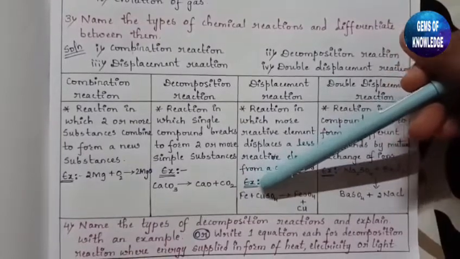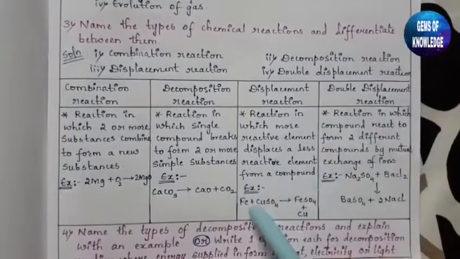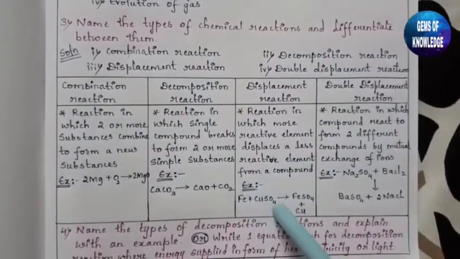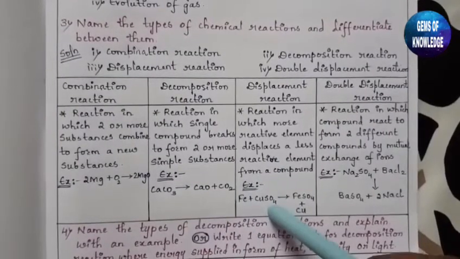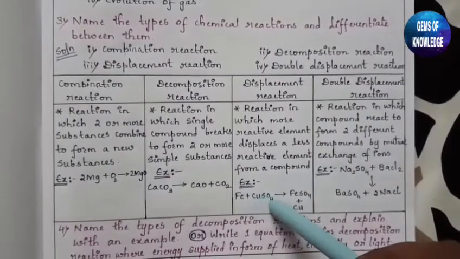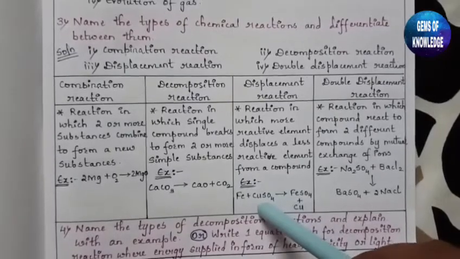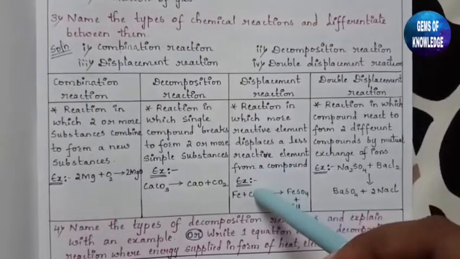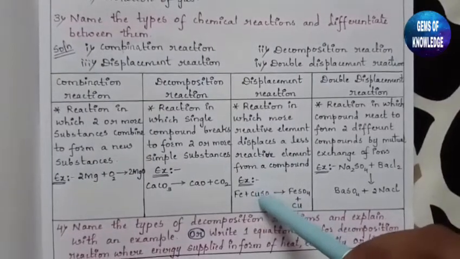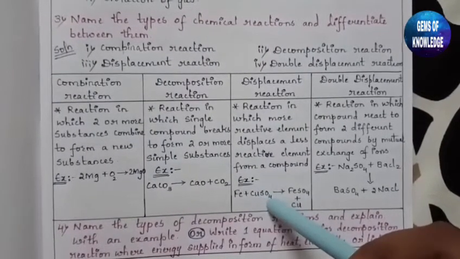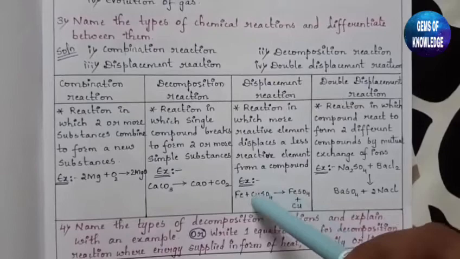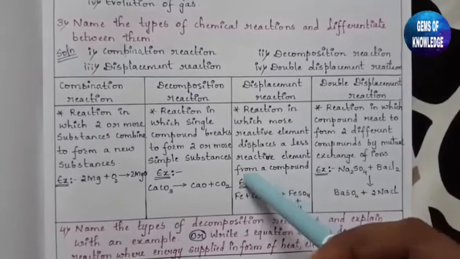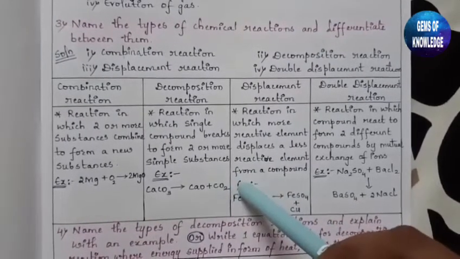CuSO4 is a compound because it is mixed. Copper sulfate. Copper is mixed, sulfur is mixed, oxygen is mixed, and it forms copper sulfate. So what happens is the sulfate will leave this copper and it will move towards the Fe, that is iron.